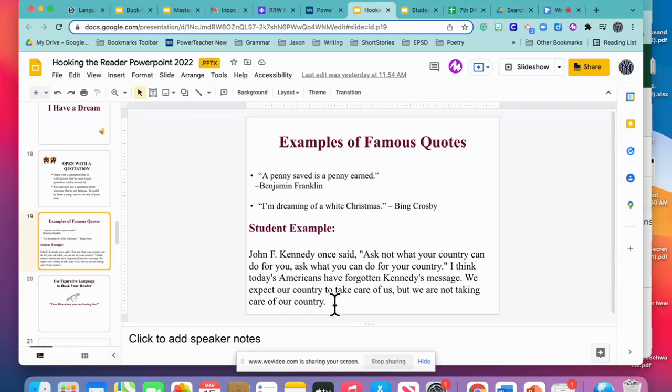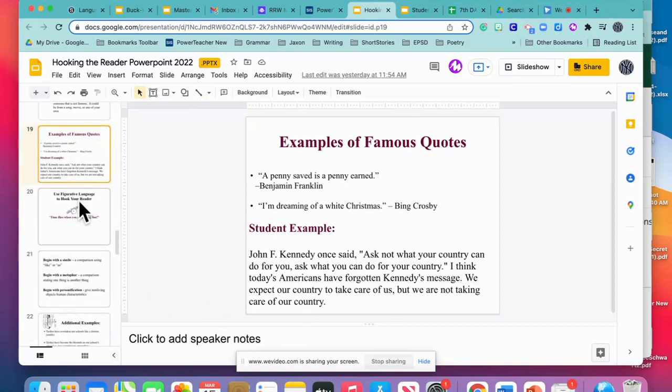Kennedy once said, "Ask not what your country can do for you, ask what you can do for your country." Americans have forgotten about Kennedy's message today, and our country should take care of us, but we're not taking care of our country. So the only reason I don't like this example is because it has I and we. We are not using I or we, okay?